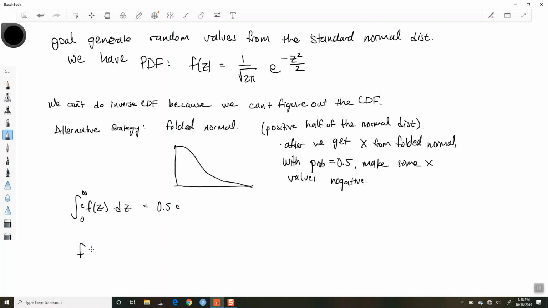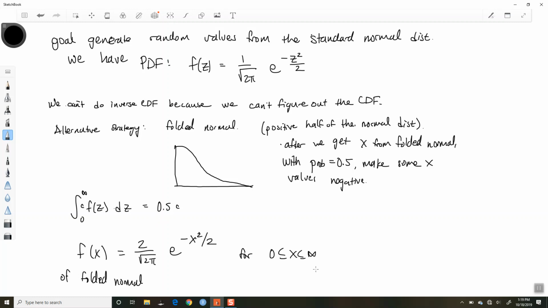So we're going to say f of x of the folded normal is going to be 2 over root 2 pi e to the negative x squared over 2. And this is for 0 less than x less than infinity.